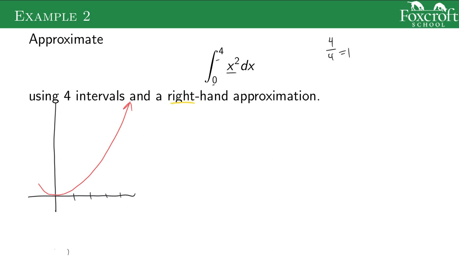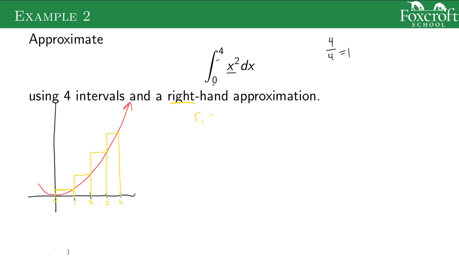So for the right-hand sum, in our first interval from 0 to 1, we use the right hand and make a rectangle like that. Then 2 is the right hand of that next interval, 3, and 4. And so now these are the rectangles that we're dealing with in this right-hand approximation.